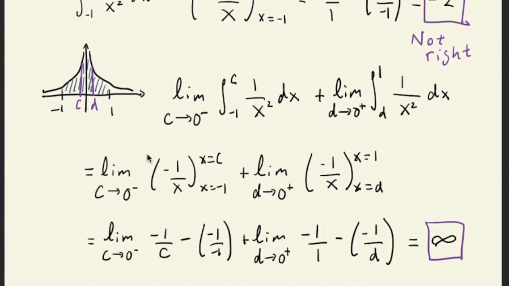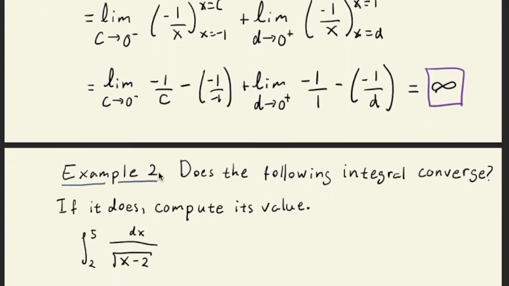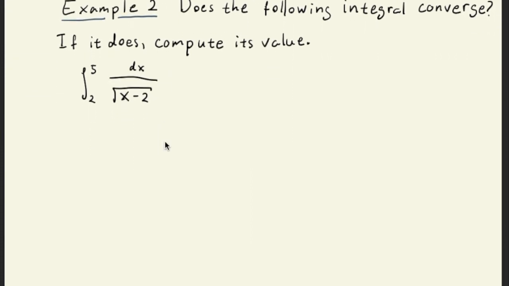All right, let's do one more example. So here's example 2. Does the following integral converge? And if it does, compute its value. So this is the integral from 2 to 5 of 1 over square root of x minus 2.